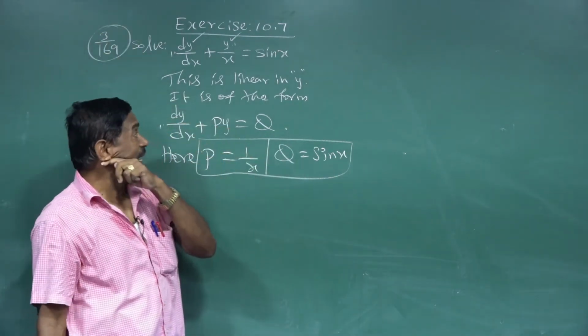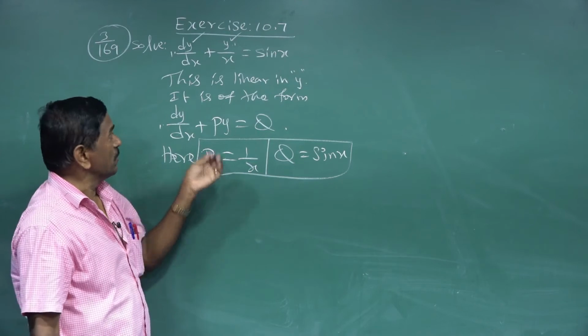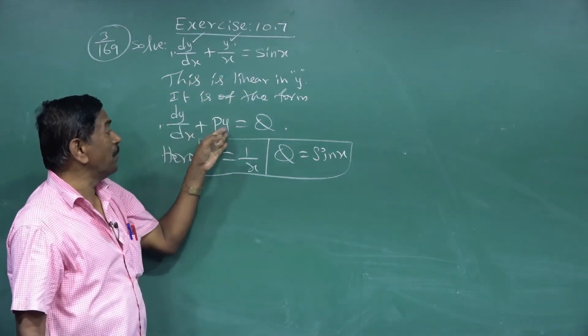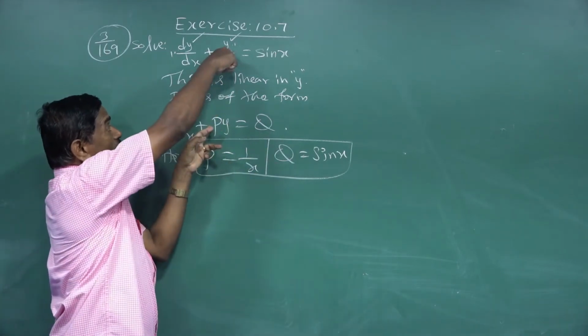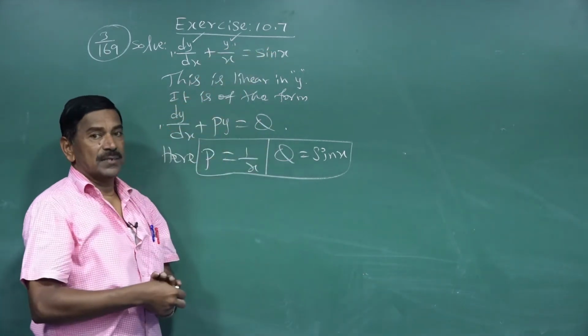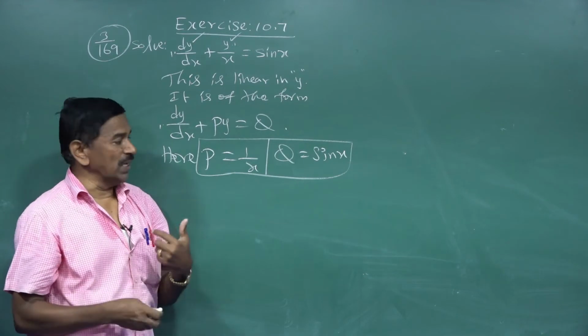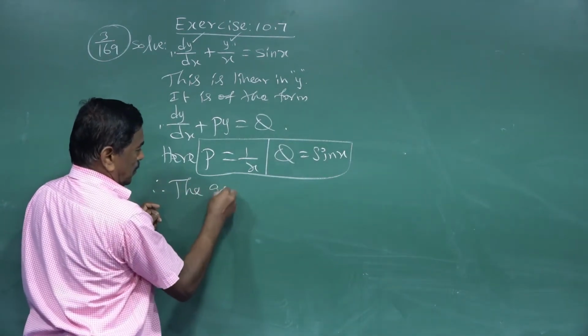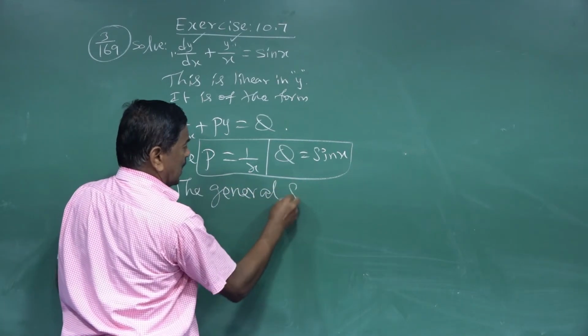Next idea. Now I want to write the general solution. This is linear in y. It is of the form dy by dx plus py is equal to q, where p is equal to 1 by x and q is equal to sin x. Therefore, the general solution is.